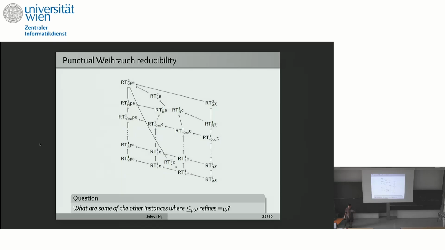So one of the things that we could look at is what are some of the instances, for example, where having primitive recursive reductions in fact refines the classical. So this is just a general question. I'm not going to really say anything about what we know and what we don't know, but it's just a suggestion of something that people could look at.